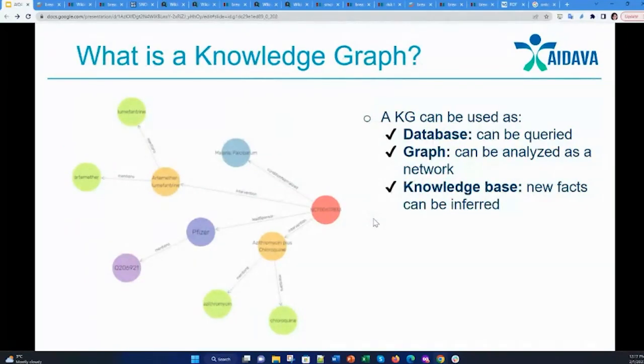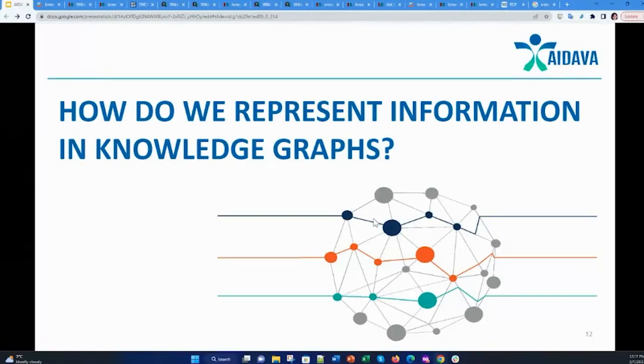For knowledge graphs, we have different presentations and different uses. They can be considered as a database and can be curated, or they can be considered as a graph and can be analyzed as a network, or they can be used as a knowledge base and new facts can be inferred using different techniques. How do you represent information in knowledge graphs?